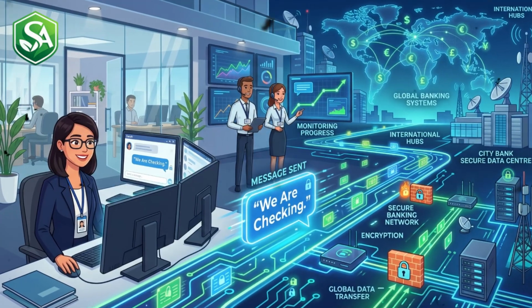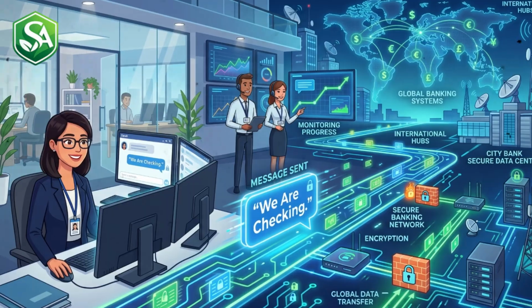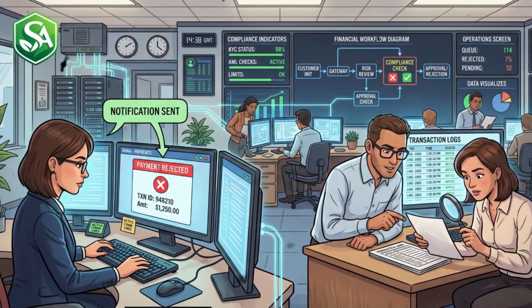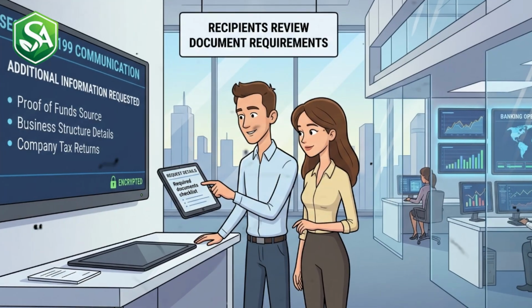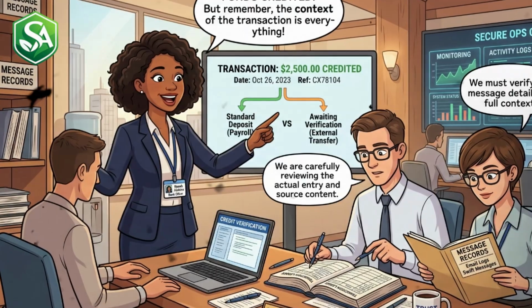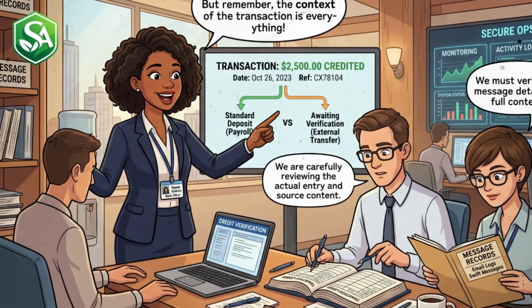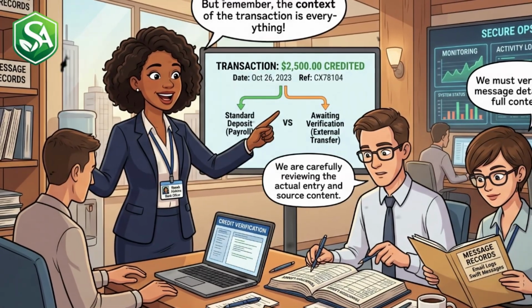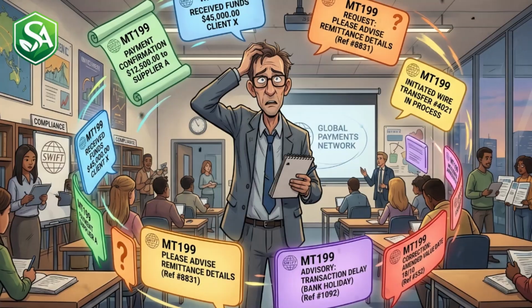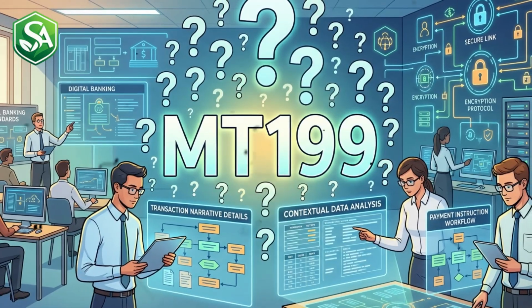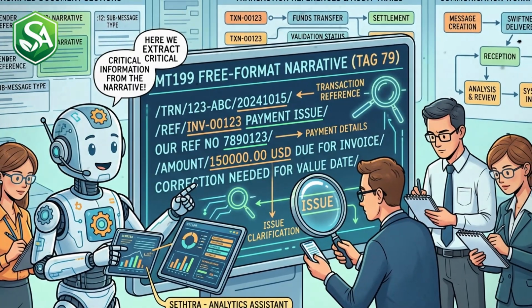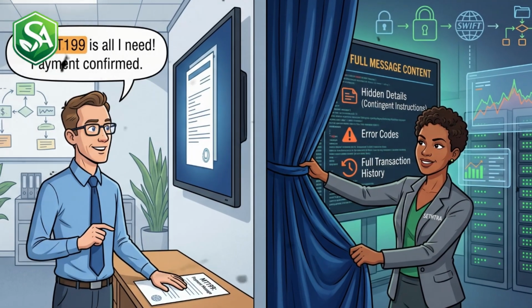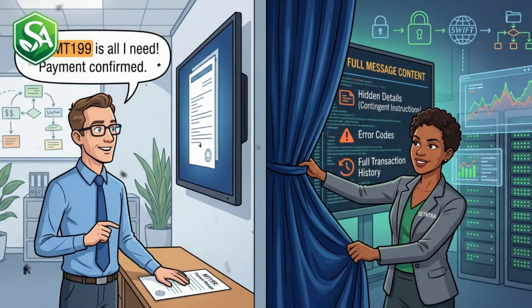A bank can authentically say, "We are checking." A bank can authentically say, payment was rejected. A bank can authentically say, please provide more information. A bank can authentically say, funds were credited, depending on the context. But the meaning depends on the content. MT199 does not mean one thing by itself. The message content matters. This is why you should never treat the code MT199 as the full answer.